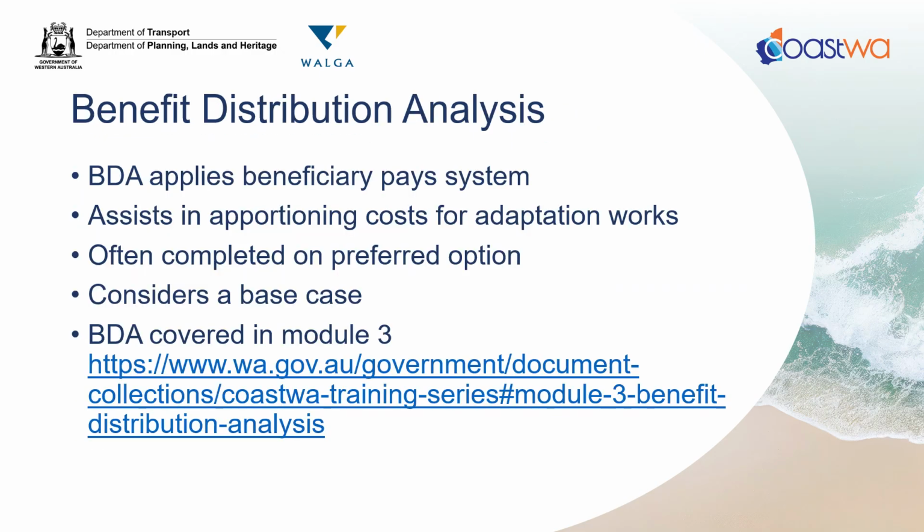Often associated with the CBA, or following that process, a benefit distribution analysis can then be completed. The BDA applies the user or beneficiary pays system to assist in apportioning costs for the adaptation works. So it's attempting to say that those that benefit from the adaptation works should predominantly pay for those works. It's often completed only on the preferred option, although sometimes considers a range of options, and also considers a base case, which is often a status quo or business as usual case. The BDA has been covered in Module 3 of this series with the link provided below, so I'd refer you to that for some further information.